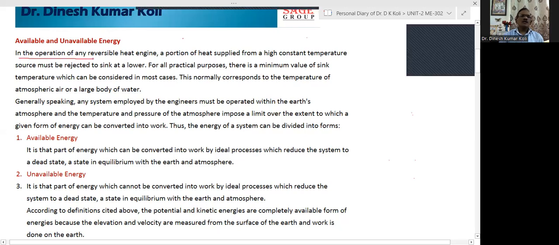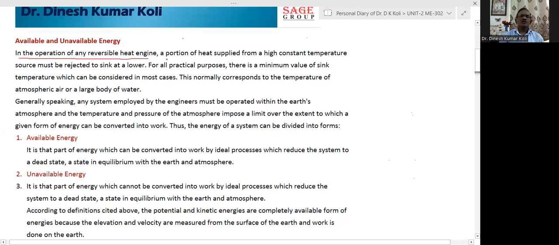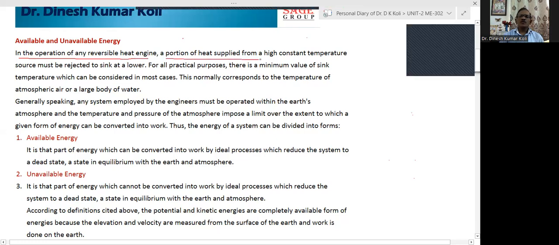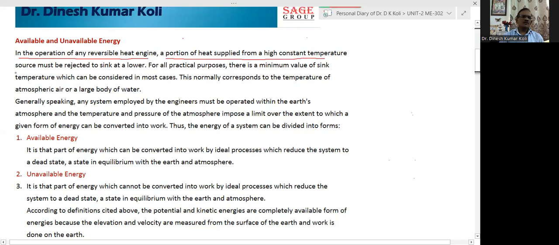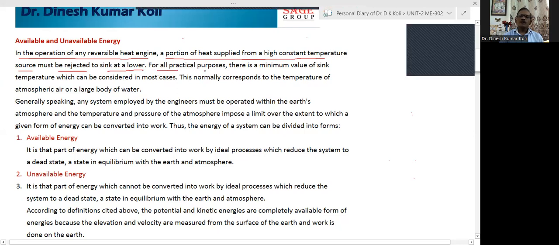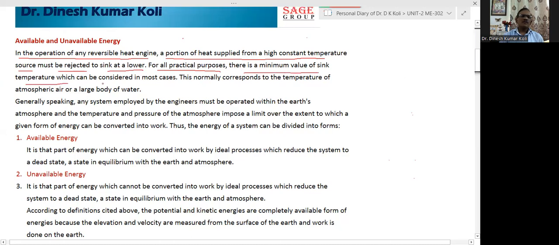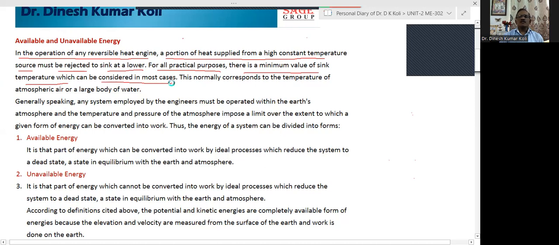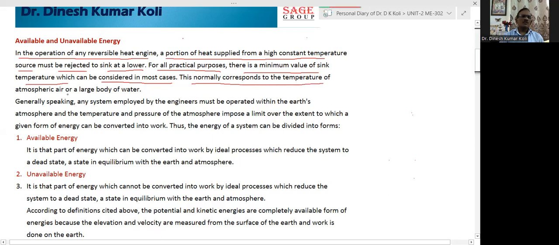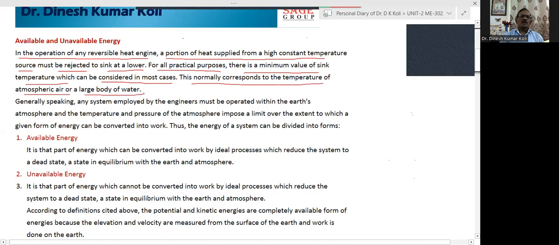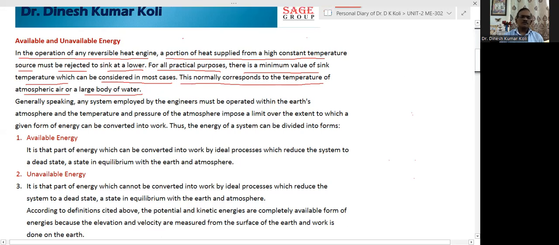In the operation of any reversible heat engine, we know that a portion of heat supplied from a high constant temperature reservoir, also called the heat source, must be rejected to the heat sink at lower temperature. For all practical purposes, there is a minimum value of sink temperature which can be considered in most cases. This normally corresponds to the temperature of the atmosphere or a large body of water. This is a low temperature reservoir.